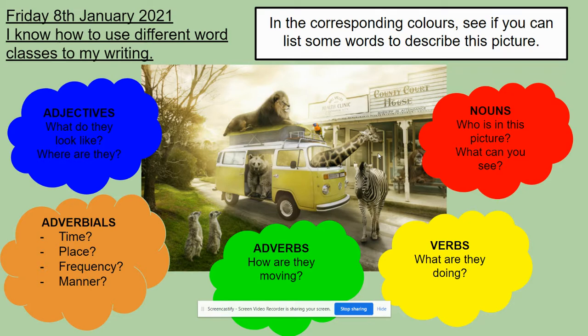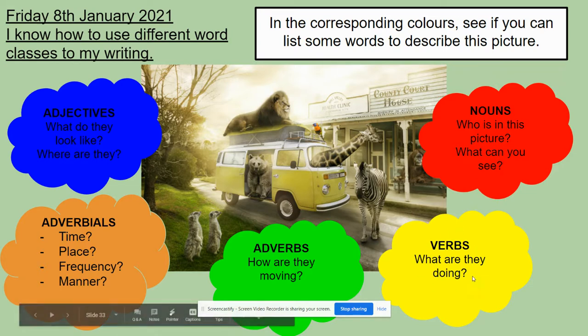Now, you can write in these different colours, or you can write in your normal pen or pencil, and then you can use these colours to underline or highlight. I'd like you to spend 5 minutes, so give yourself a 5-minute timer, to see if you can write some adjectives. So describing what these animals or this scene looks like. See if you can write down some nouns. So those are the naming words. So the names of things in this picture. See if you can write that down.